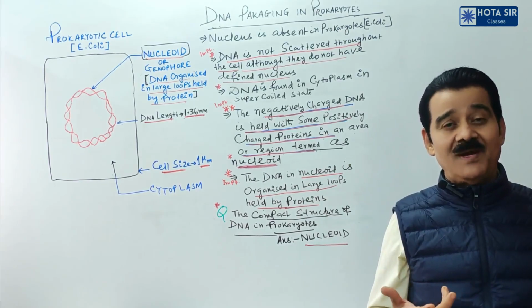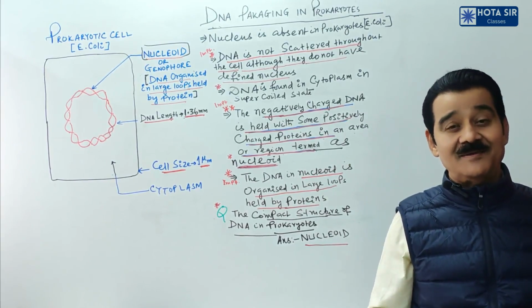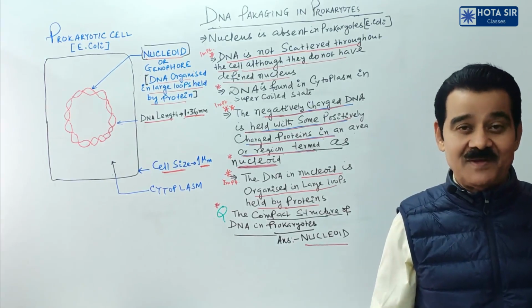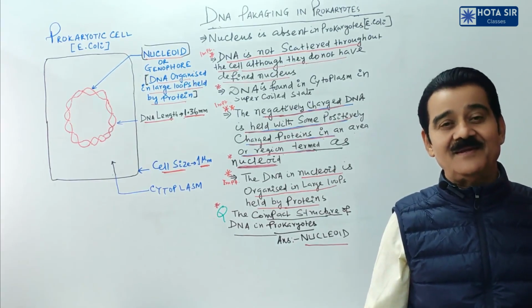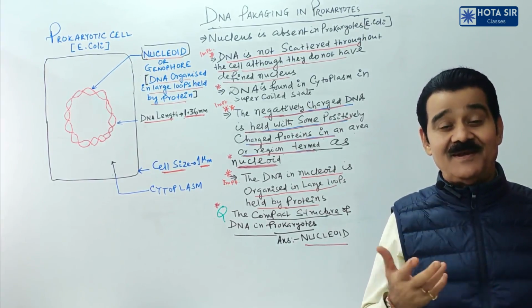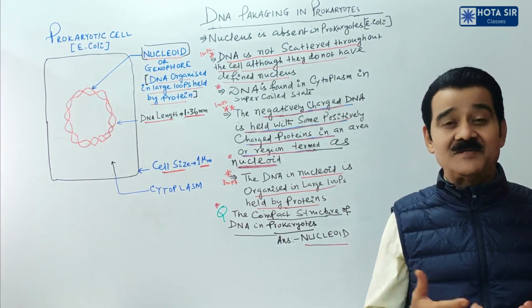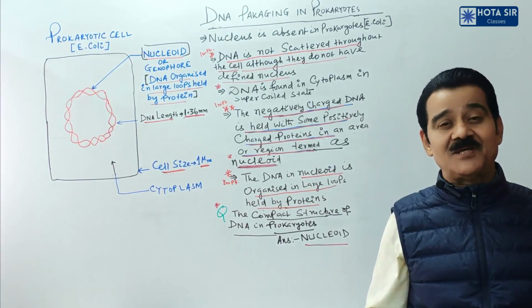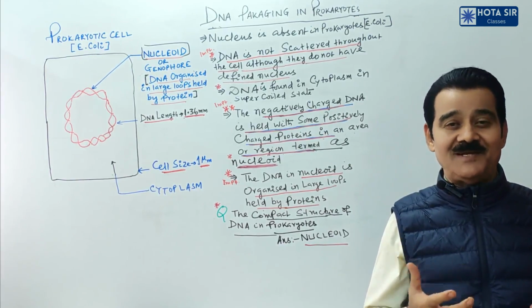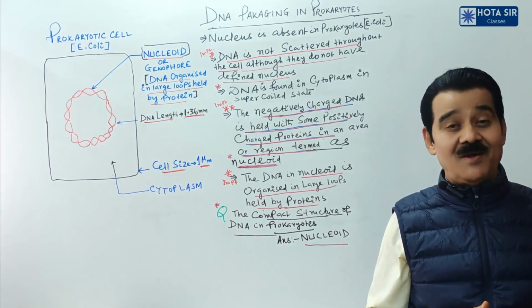So even though the well-defined nucleus is absent in prokaryotes like E. coli, the DNA is not found scattered within the cell. Rather, the DNA is found in supercoiled state within the cell. And it is because the negatively charged DNA is held with certain positively charged proteins in an area called nucleoid.